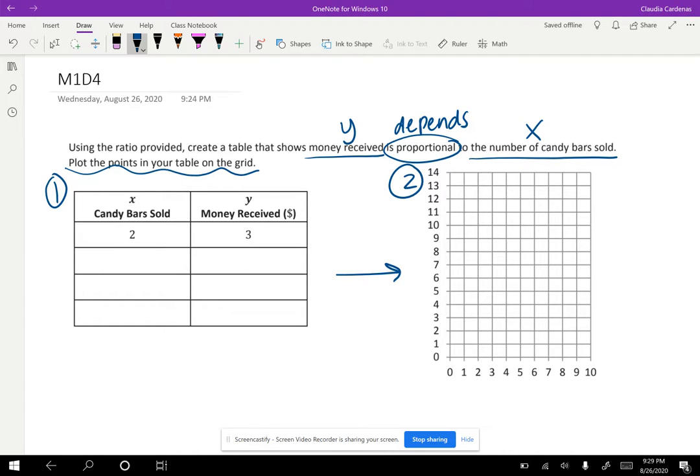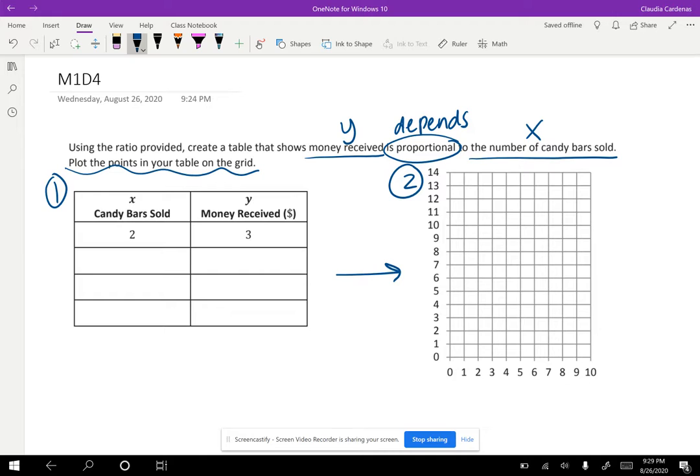Okay, so what does it mean to be proportional again? Well, last lesson, I remember that it means that the money we receive depends on the number of candy bars sold. So we just said that earlier when we were annotating our information. So it means that when we sell more candy bars, what should happen to our money? Well, that means it should go up. Okay, so we're going to keep this in mind as we begin to fill out the table.